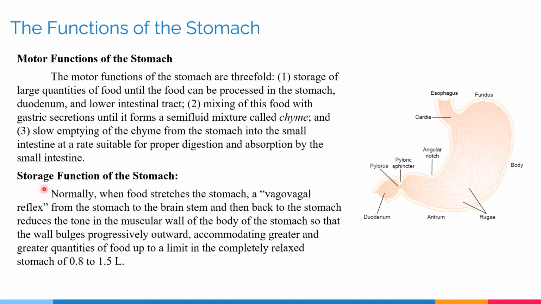Next, we look into the function of the stomach in storing the food. Normally, when food stretches the stomach, a vagovagal reflex from the stomach to the brain stem and then back to the stomach reduces the tone of the muscular wall of the body of the stomach so that the wall bulges progressively outward, accommodating greater and greater quantities of food up to a limit in the completely relaxed stomach of 0.8 to 1.5 liters.